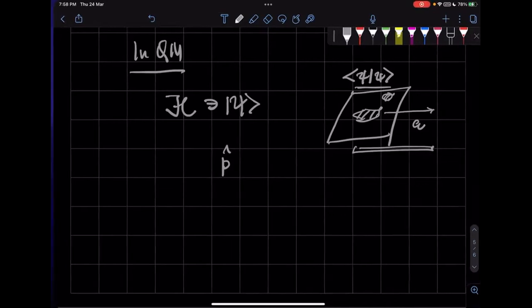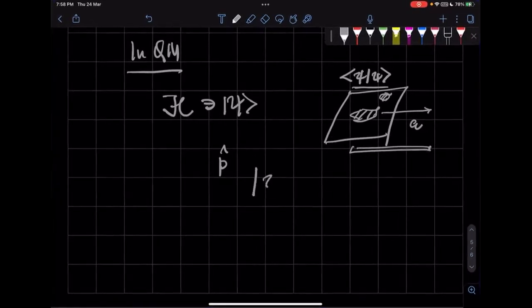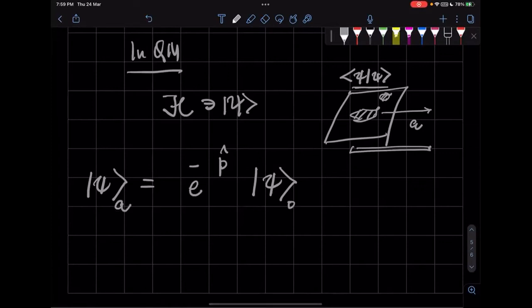It turns out that the unitary operator which acts on psi and gives you the state of the system after translation, let's call this 0 and let's call this A, is e to the power plus or minus, the sign is not important, acting on psi. Because P is a Hermitian operator, this thing is a unitary operator. Okay?